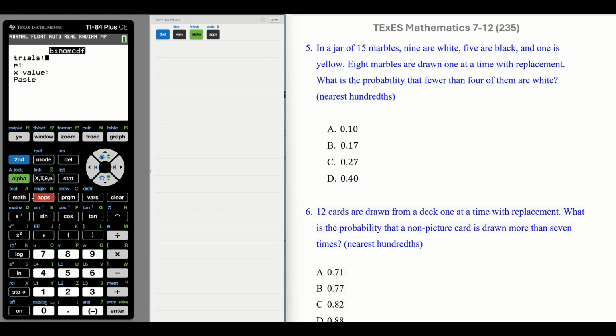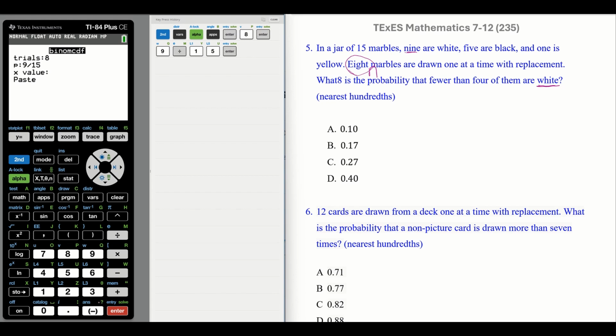That's alpha, apps. Okay, so it says how many trials do we have? Here are our trials right here. That's our N. So we have 8 and enter. What is our probability? Well, we're looking at white. Out of 15, how many white do we have? So that's 9 out of 15, so that's 9 divided by 15. Enter.